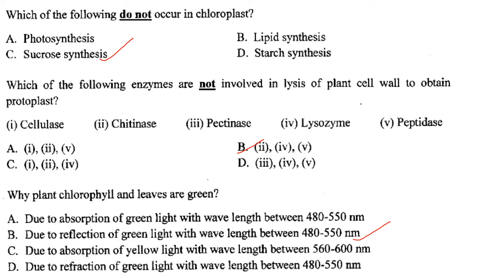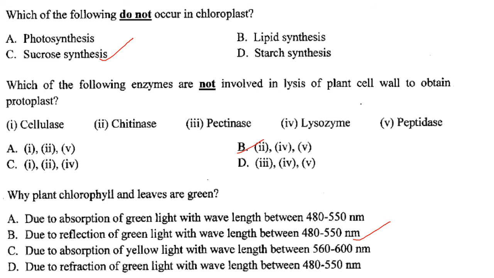Answer is option C. Then, which of the following enzymes are not involved in lysis of plant cell wall to obtain protoplast? So, protoplasts are cells which have had their cell wall removed, usually by digestion with enzymes. So, cellulase enzyme digests the cellulose in plant cell walls, while pectinase enzyme breaks down the pectin holding cells together. So which of the following enzymes are not involved in the lysis of plant cell wall to obtain protoplast? Answer is option B, that is chitinase, then 4 is lysozyme and 5 is peptidase. So these enzymes are not involved.